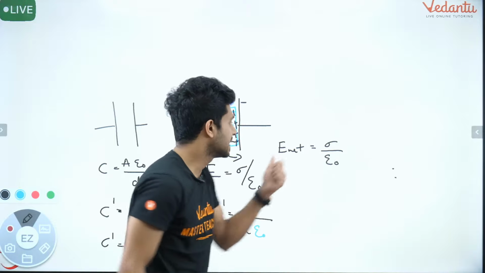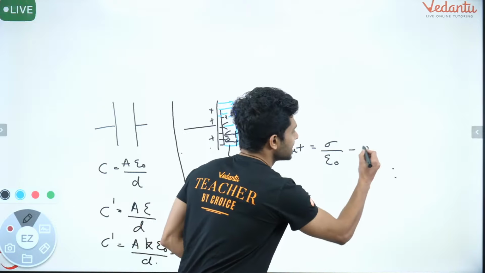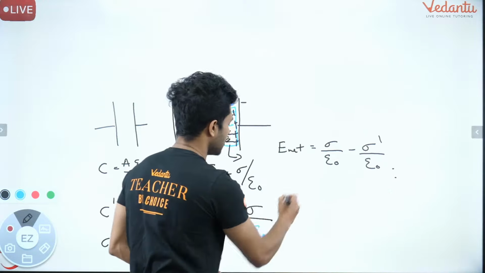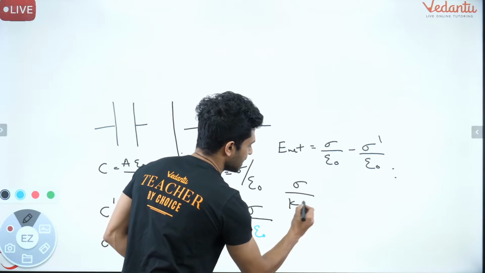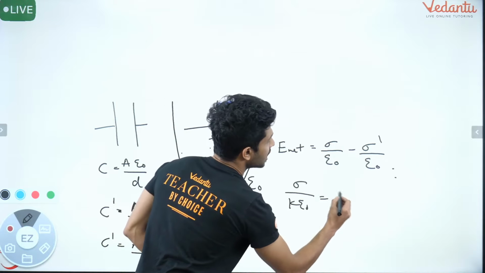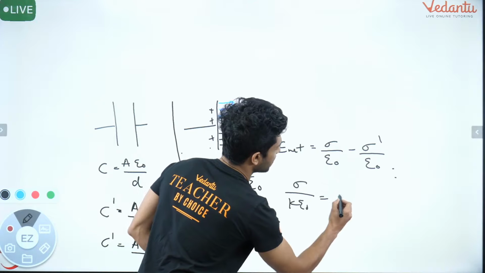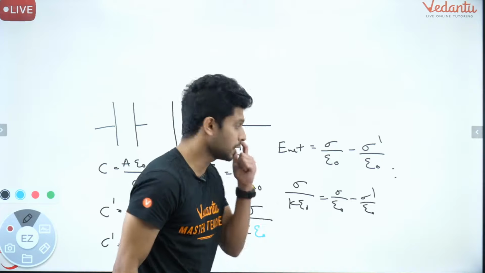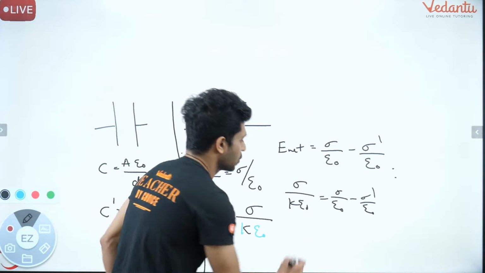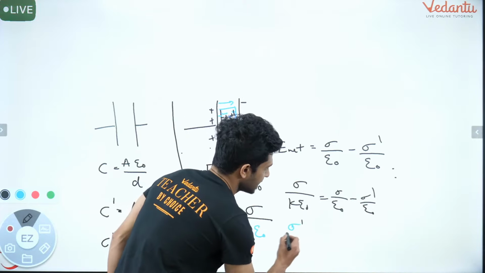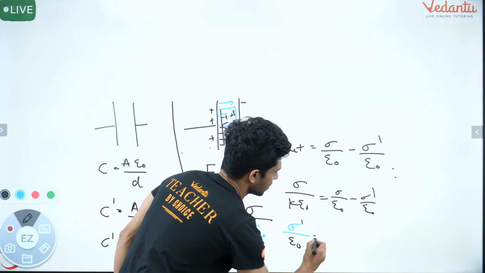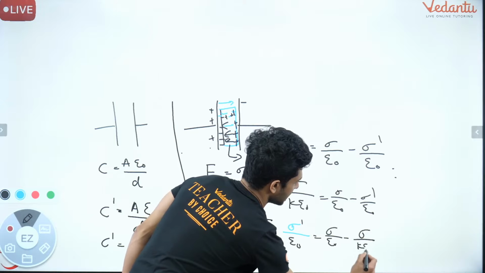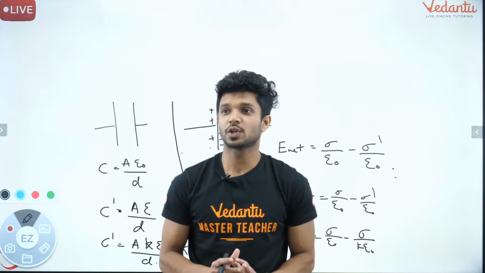How will I write it? That is equal to the new charge density, sigma dash divided by epsilon 0. So E net, we already have, sigma by K epsilon 0 is equal to sigma by epsilon 0 minus sigma dash by epsilon 0. Yes or no? Okay, so sigma dash I am taking to the opposite side. So sigma dash by epsilon 0 is equal to sigma by epsilon 0 minus sigma by K epsilon 0. Yes or no?